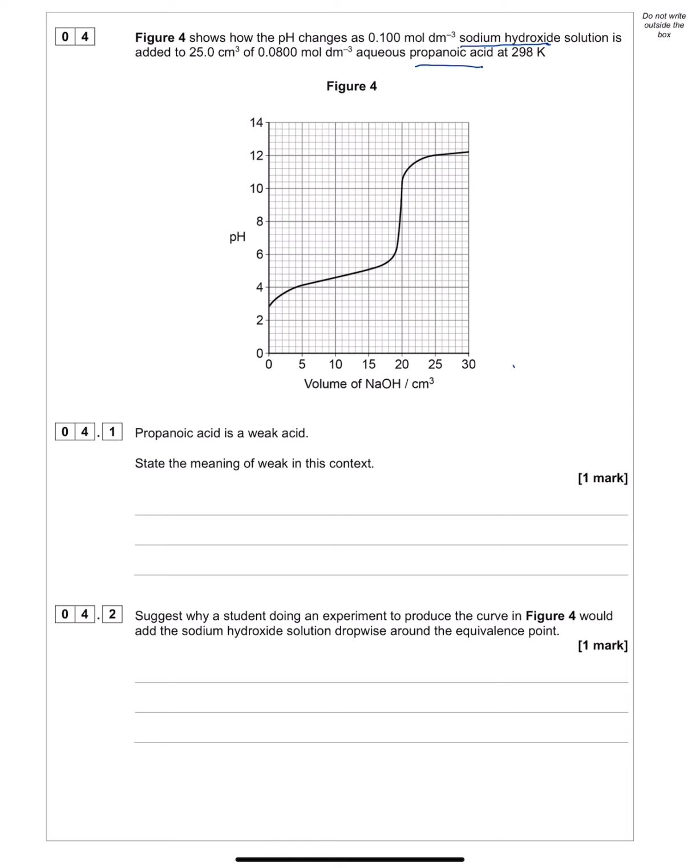So we know that weak acids only partially dissociate in aqueous solution. So this is the meaning of a weak acid: only partially dissociate in aqueous solution.